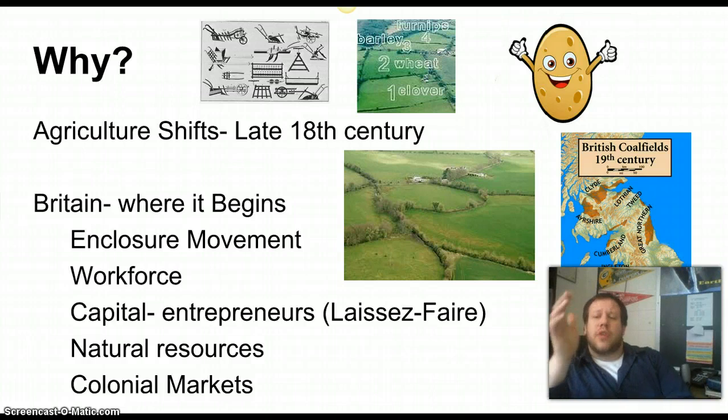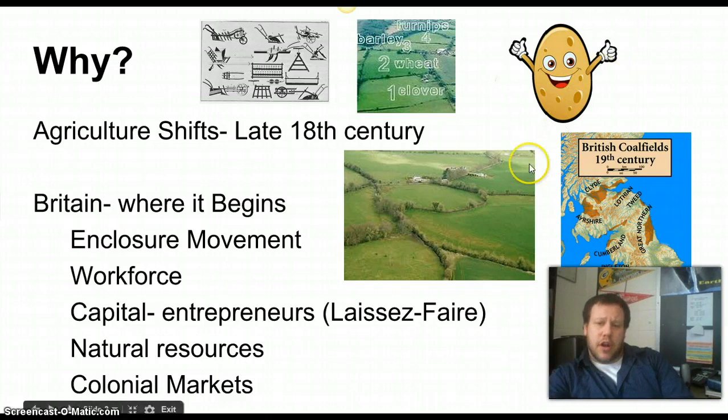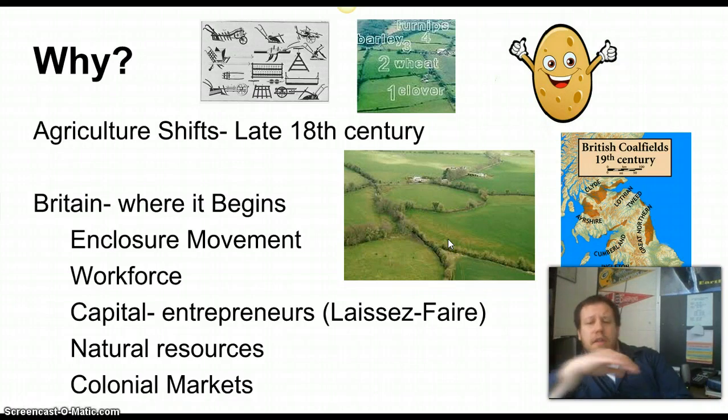Now, the question is, where does this whole idea begin? And it begins in Britain. The whole reason we shift from agriculture to industrialization happens because of something called the enclosure movement. Now, here's a little picture here. Originally, this whole area would be open for people to farm on. People from the village would go out, claim a little piece of land, and farm on it together, and that would be how they do their farming.